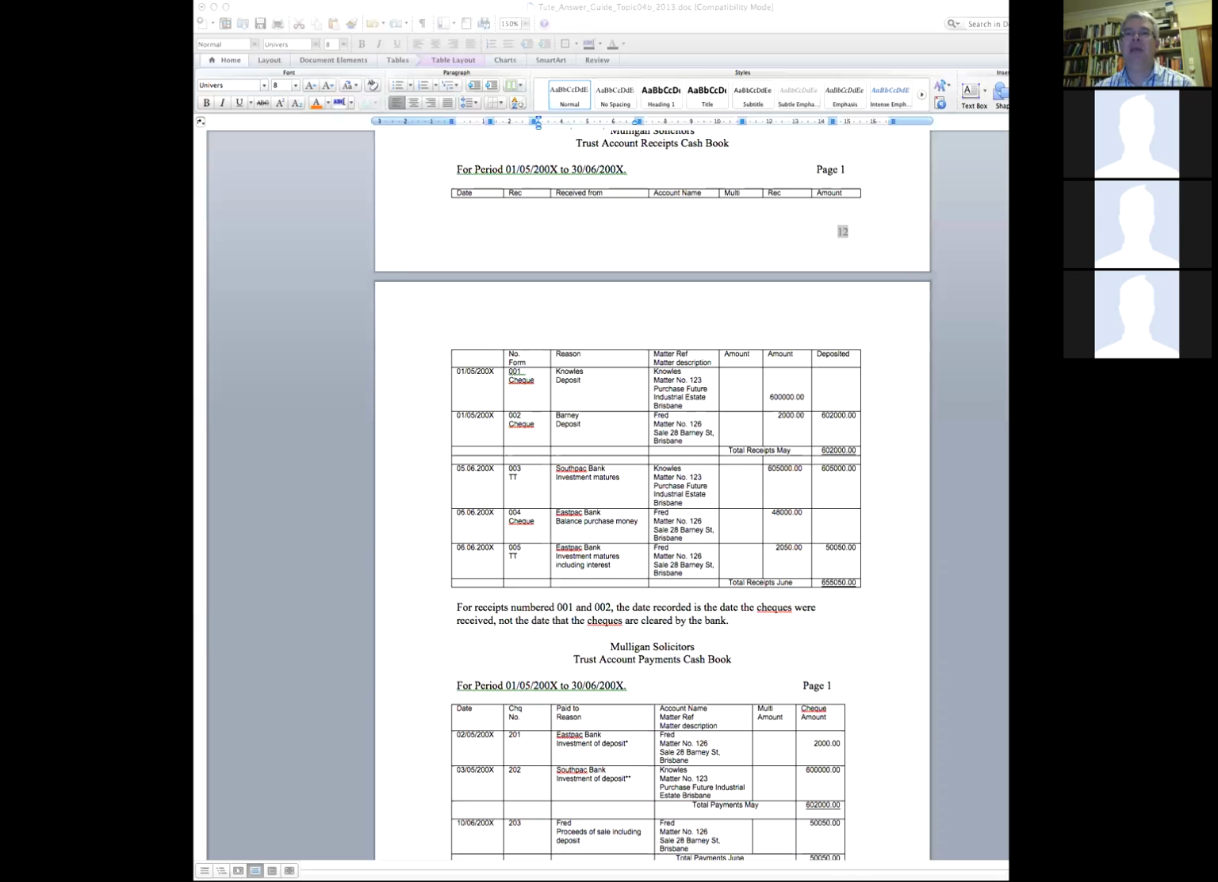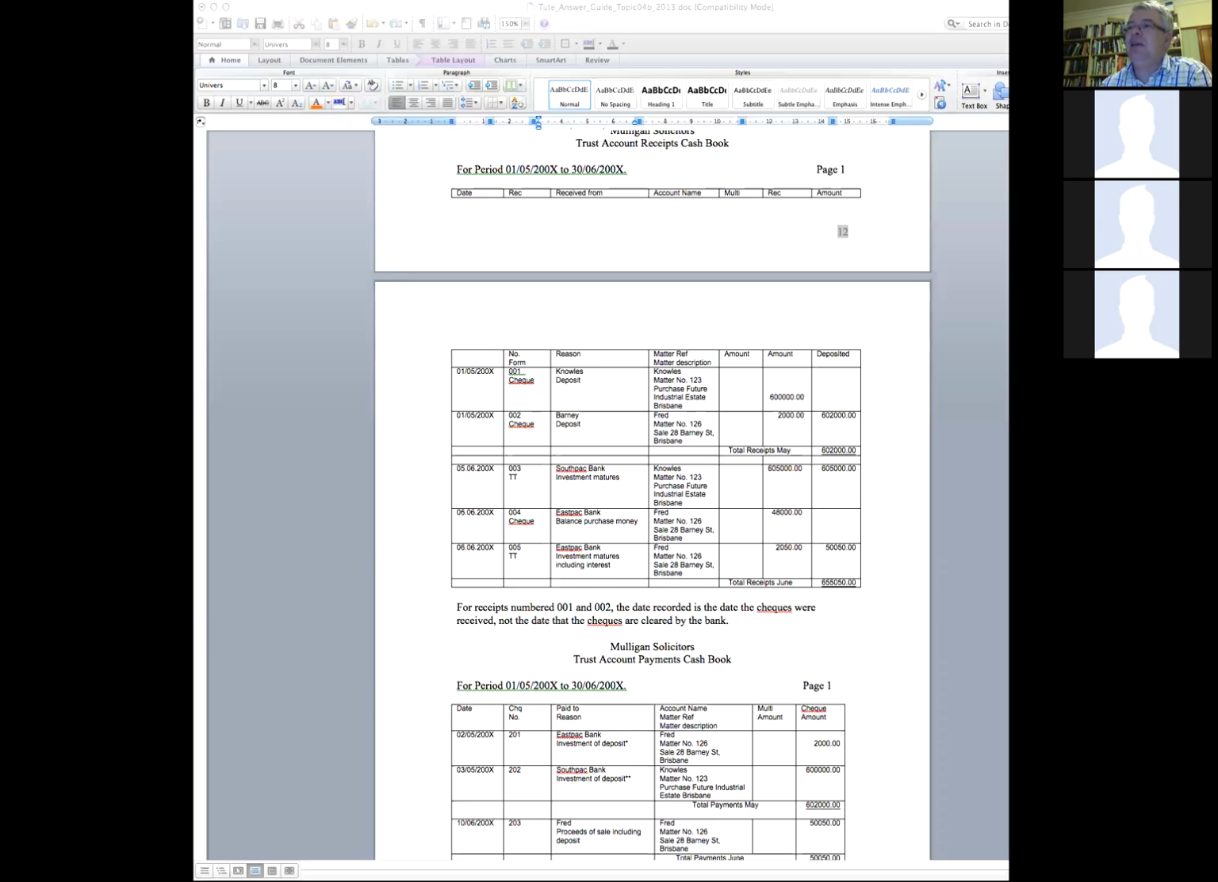Transaction 123. You receive from Knowles a bank cheque drawn on Eastpac Bank for $600,000, so you automatically know this is a trust receipt situation. This is the deposit. Normally it's held by the real estate agent, but given the amount involved, the client insists that it goes into the solicitor's trust account. They perceive that as more prudent. Can happen, it's rare, but that's what happens. So basically you've got $600,000 coming into the trust account.